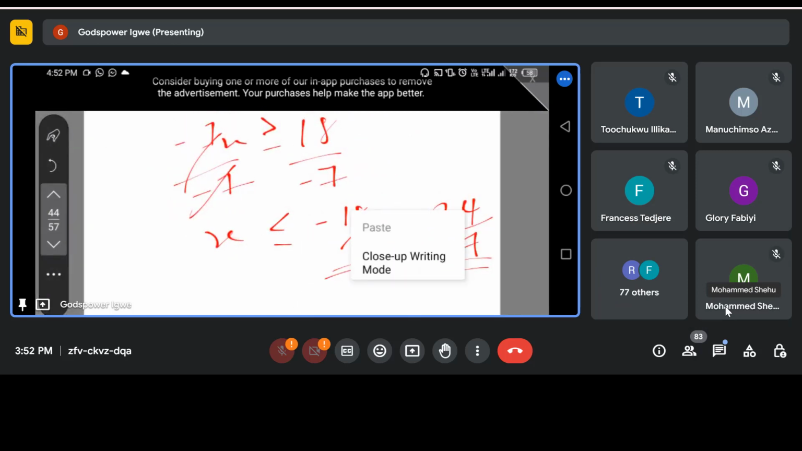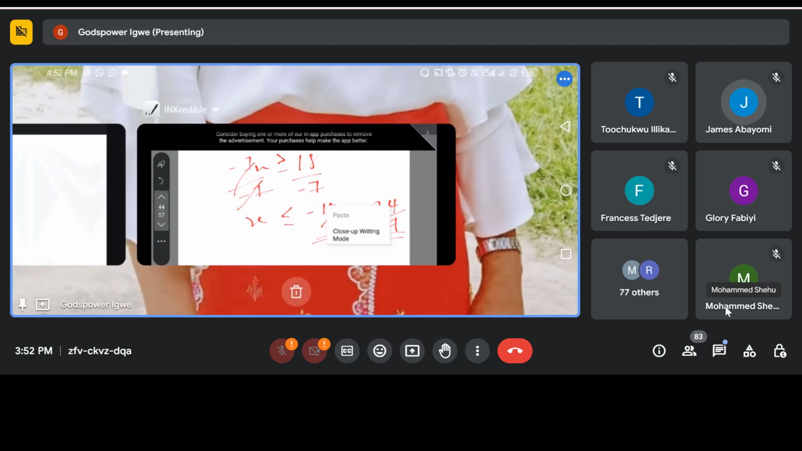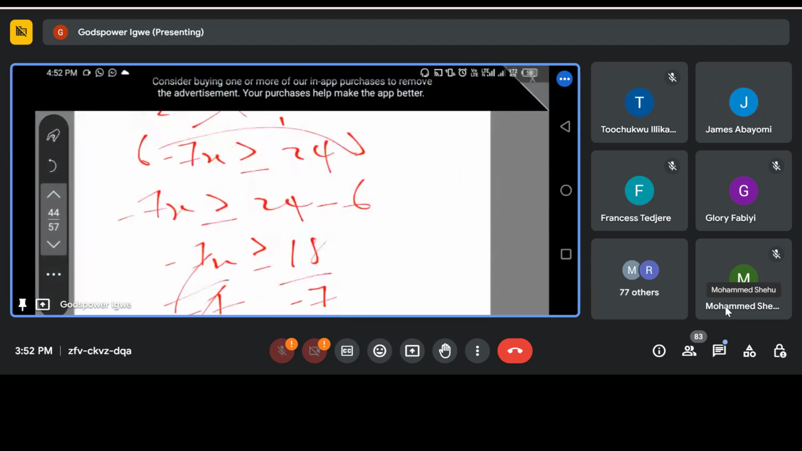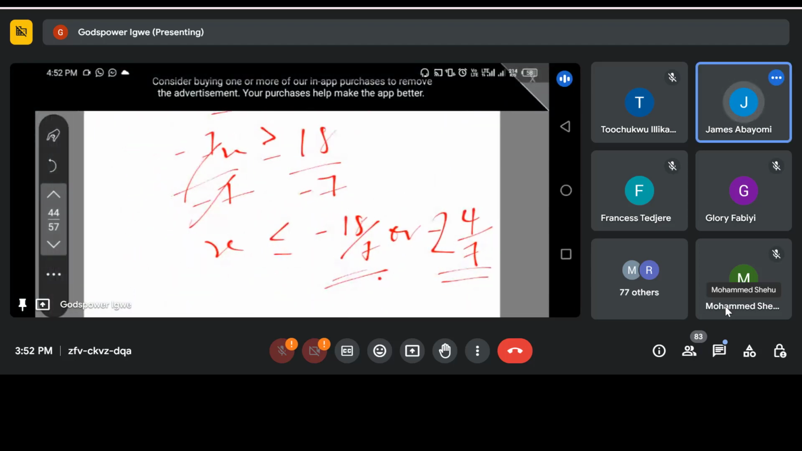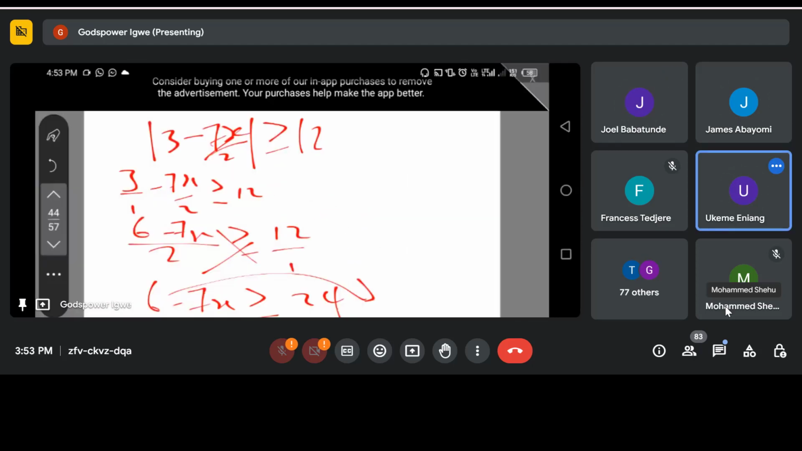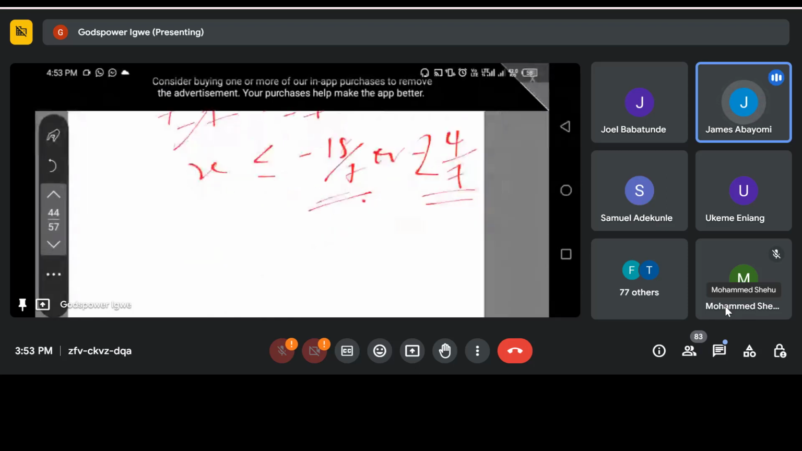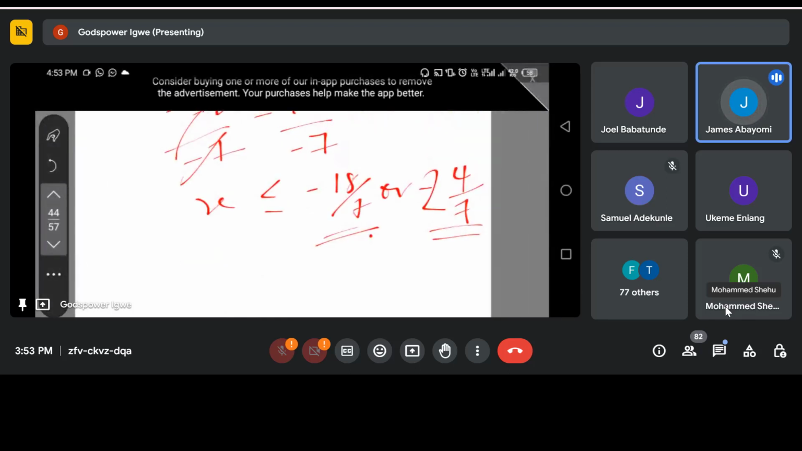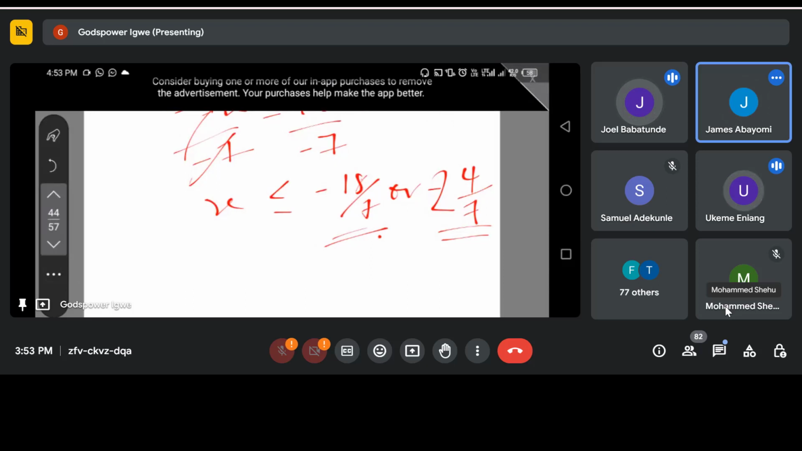So okay, can we move over? What did you get? Hold on, what did you get? Minus 18 over 7, or 2 whole number 4 over 7. Yes, that's still 2 whole number 4 over 7. Godspower, you're not done. I got minus 18 over 7 or 30 over 7. Exactly, I got the same thing too, James.